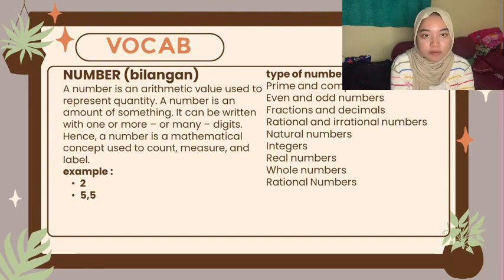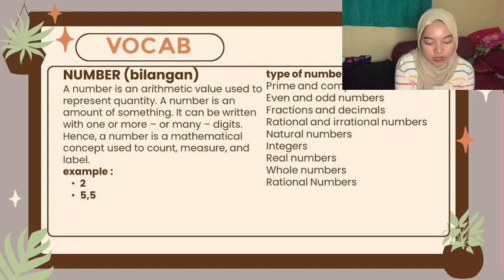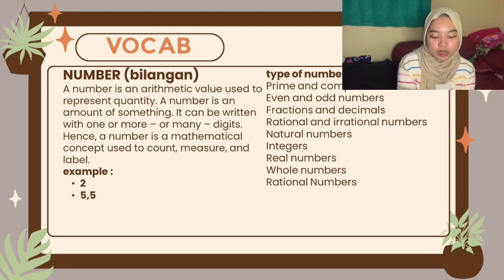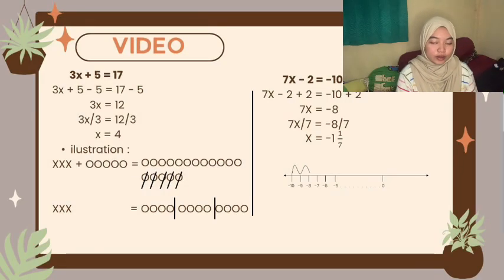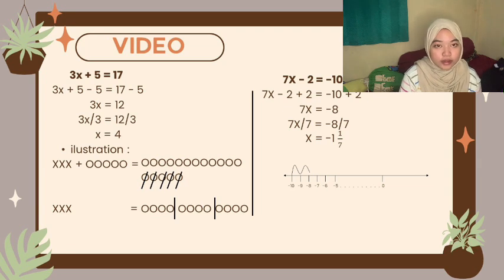5.5. Types of numbers: prime and composite numbers, even and odd numbers, fractions and decimals, rational and irrational numbers, natural numbers, integers, real numbers, whole numbers, and the last, rational numbers. In this video, I will explain in the X video.